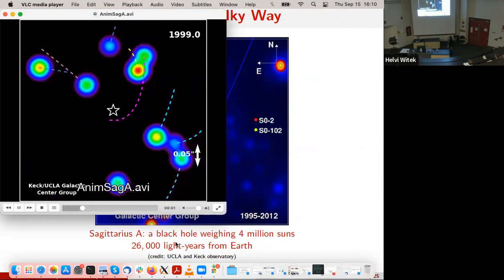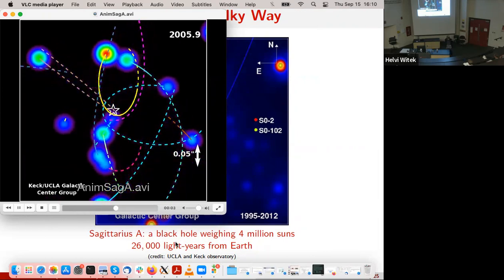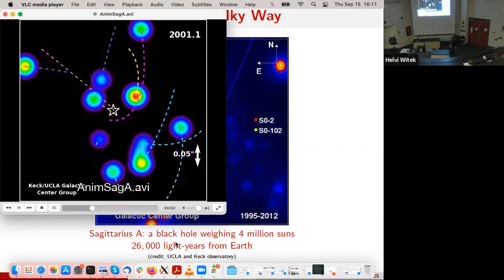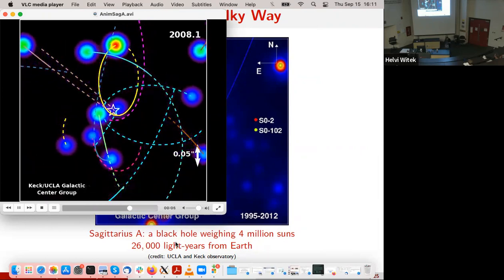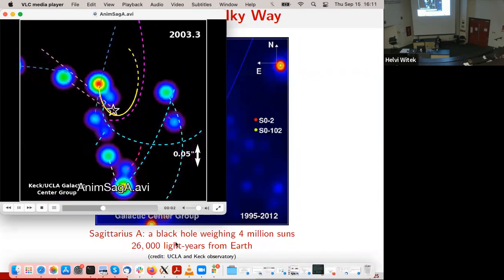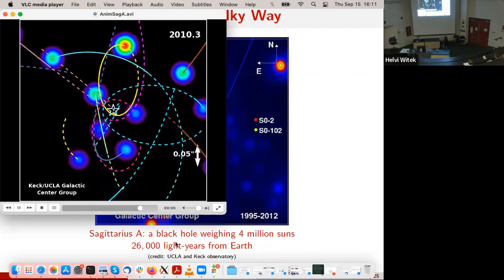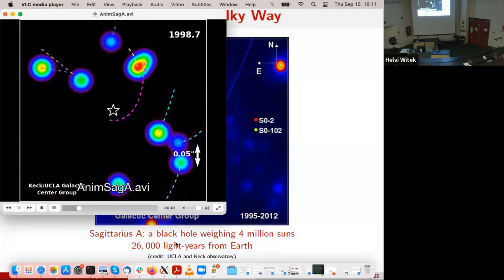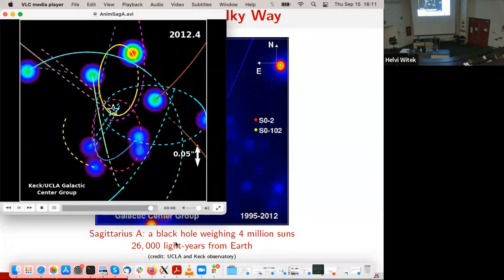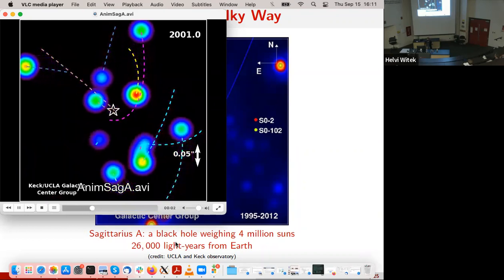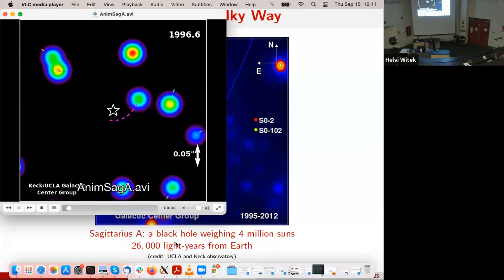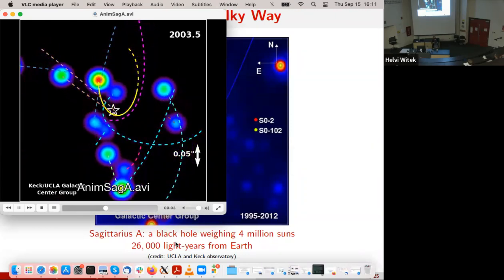The center is indicated here by this white star, where there's actually nothing to see. But from the motion of the stars around this galactic center, we can infer the mass of this object and how compact it is. It turns out that this object weighs about 4 million times the mass of our sun. It was one of the early candidates for being a black hole, something that is extremely massive, but also extremely compact.